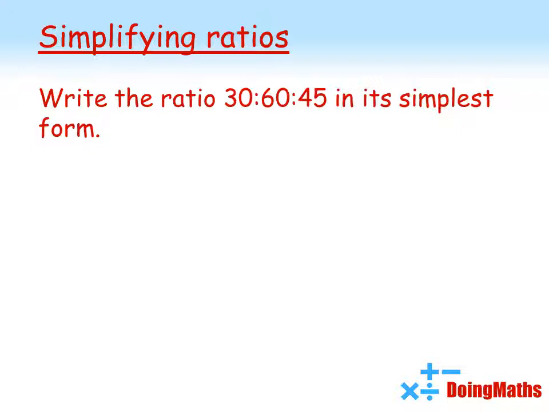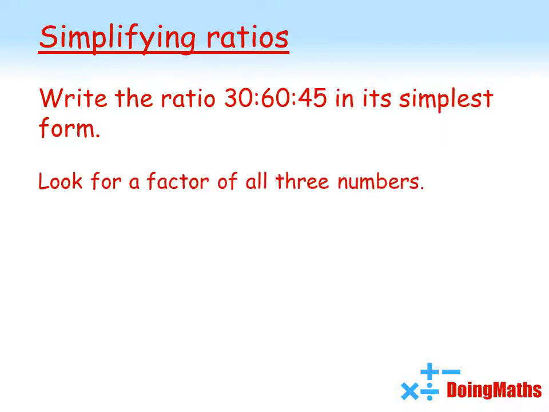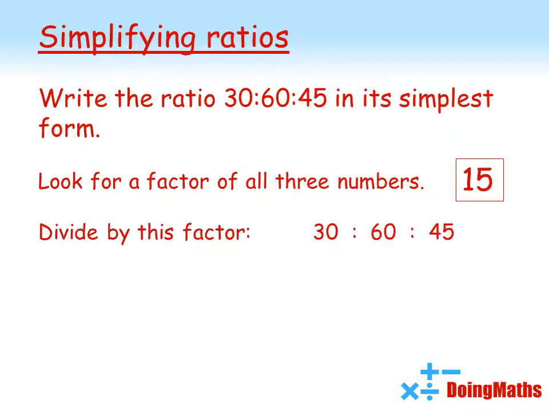And the exact same method works if it's a 3-part ratio. So we're going to write the ratio 30 to 60 to 45 in its simplest form. So we're going to find a factor of all 3 of these. 15, that goes into all of them, and we will divide all 3 numbers down by 15, which gives us the final ratio of 2 to 4 to 3.